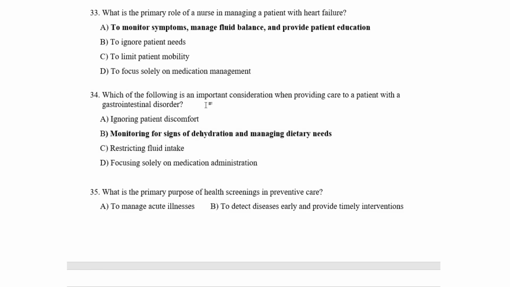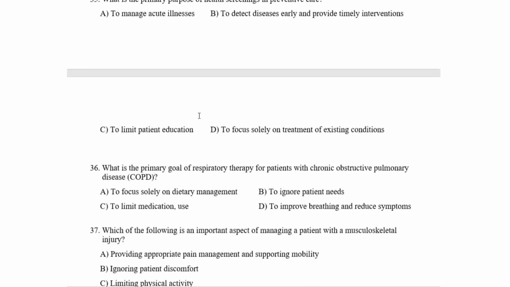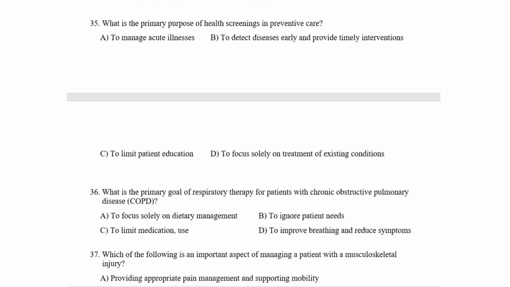Well, त्यसै गरी हामी क्वेशन नम्बर 35 मा हेरौं त. What is the primary purpose of health screening in preventive care? Option A मा रहेछ to manage acute illness. Option B मा रहेछ to detect disease early and provide timely interventions. Option C मा रहेछ to limit patient education. Option D मा रहेछ to focus only on treatment of existing conditions. यसको सही उत्तर हो option B, to detect disease early and provide timely interventions.